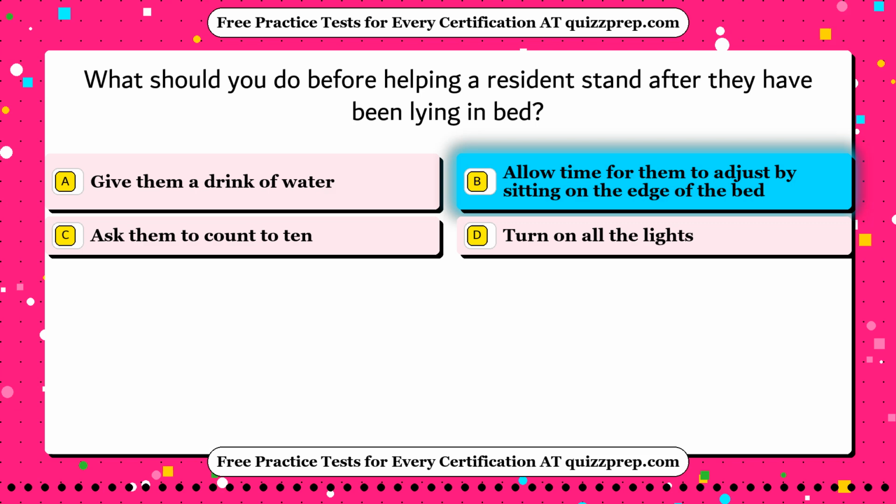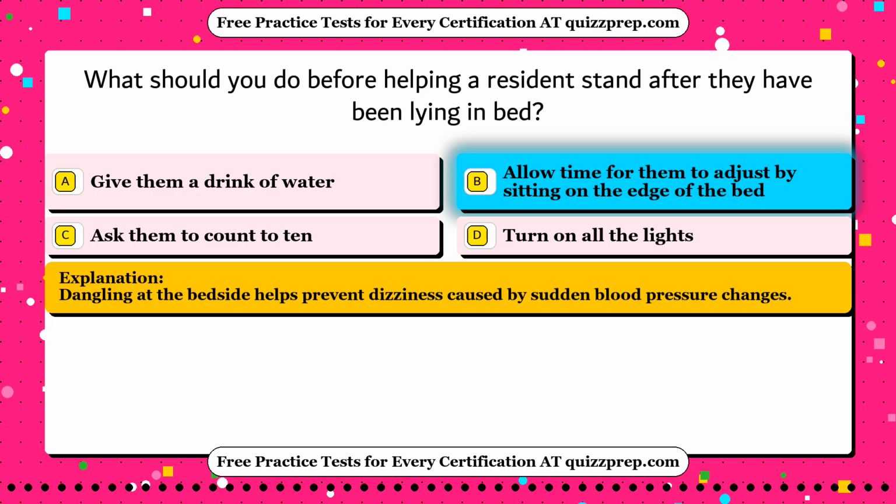The correct answer is option B. Allow time for them to adjust by sitting on the edge of the bed. Dangling at the bedside helps prevent dizziness caused by sudden blood pressure changes.